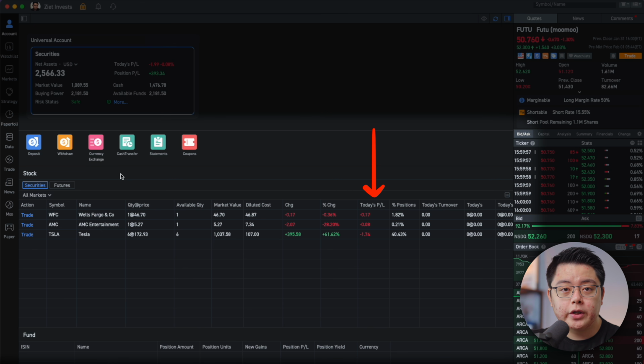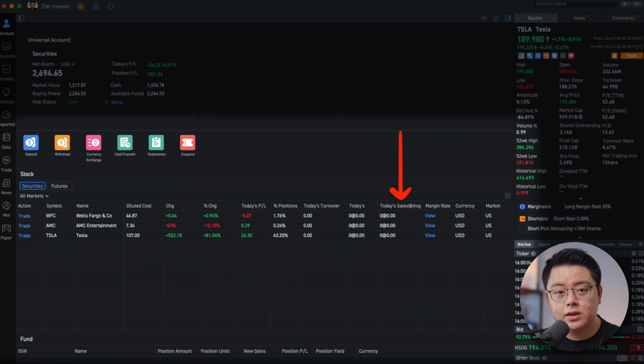Okay, moving on, we also have today's P&L. This basically means how much is your paper gains or losses plus your realized gains or losses. Not important, but if you are curious how much your stock has gone up today, then this is a number for you to check. Today's sales at QTY, same as what I've mentioned before, basically just additional parameters for traders to track their intraday performance. Margin rate, this button shows you how much margin you can take for this stock. Again, we are not gonna touch on margin, so let's skip on this one. Currency US dollar, market US, pretty self-explanatory, right?